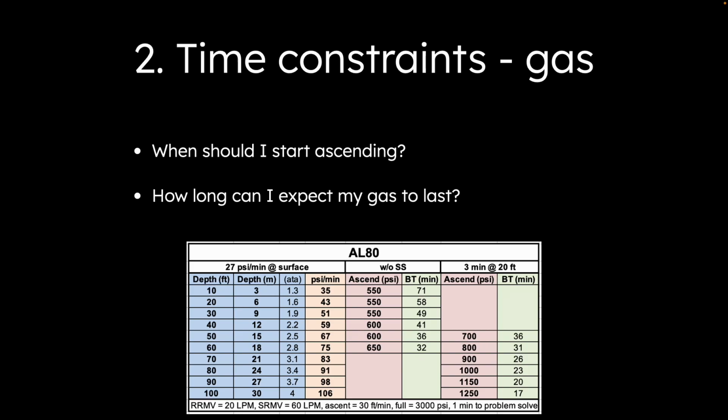So I mentioned in the last video, if you're deeper than about 50 feet or so, or 15 meters, then 500 psi may not be enough gas to get you safely to the surface in all situations. And so for that reason, it's important to know when you should start ascending. At what pressure on your SPG is it time to start heading up?